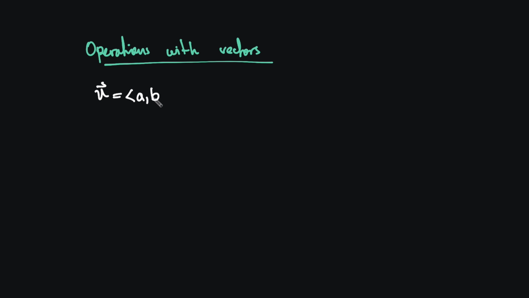In this video, we're going to learn about operations with vectors. The first operation that we're going to define is the sum, or the addition. Let's suppose that we have a vector U and we have the component form of this vector, (A, B). We have another vector, V, and the component form will be (C, D). We can define the addition of these vectors, U plus V, just by adding the corresponding components.